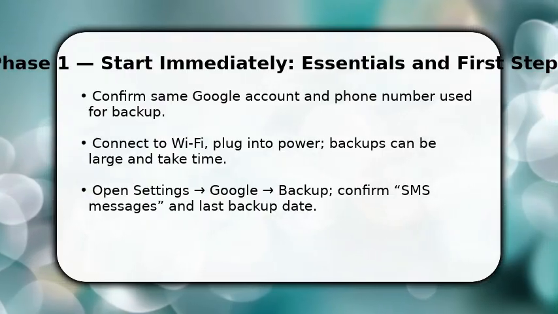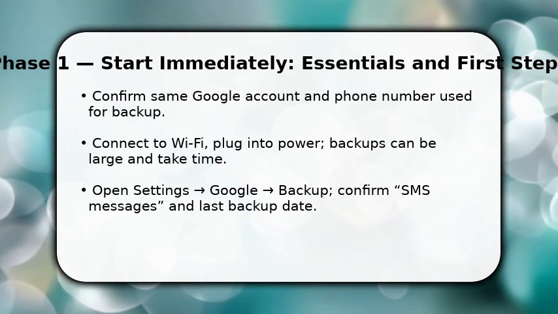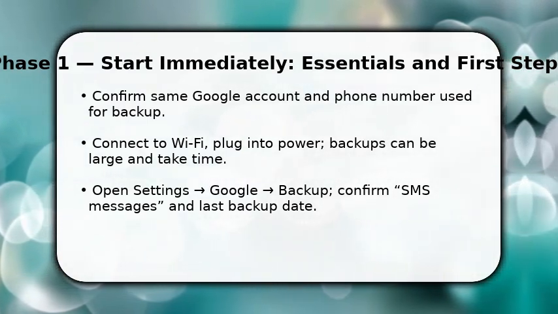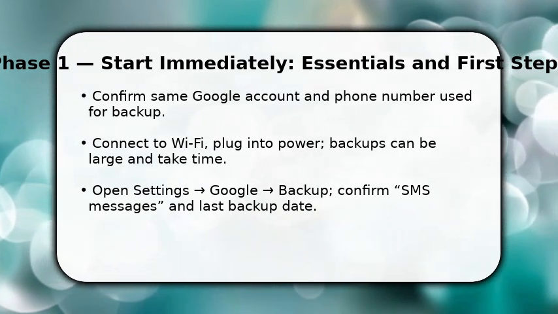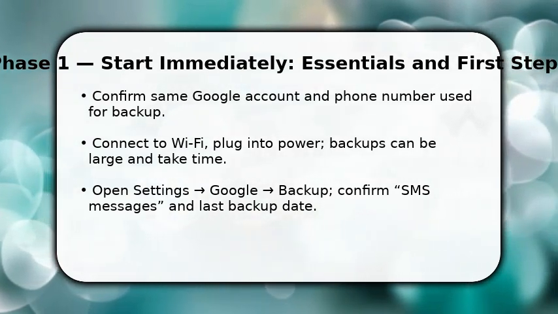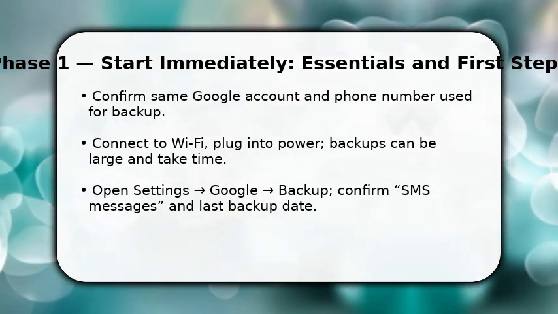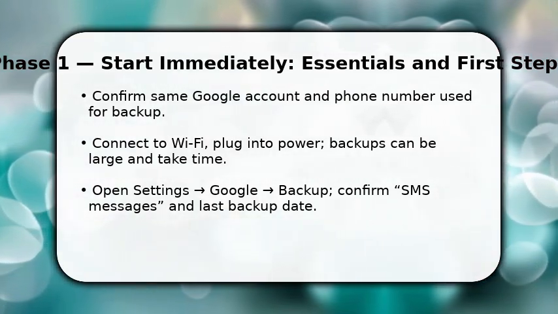You start by verifying the backup exists and includes SMS, because if it isn't in the backup, you can't restore it. Open Settings, go to Google, then Backup. Make sure the same Google account and phone number are selected. Once done, check the last backup date and that SMS messages is listed. If it's old, tap Backup Now.